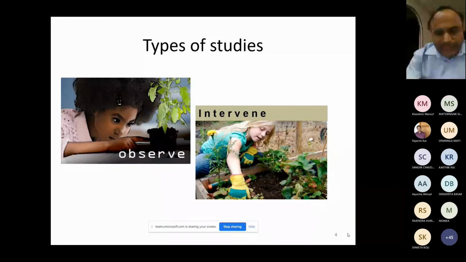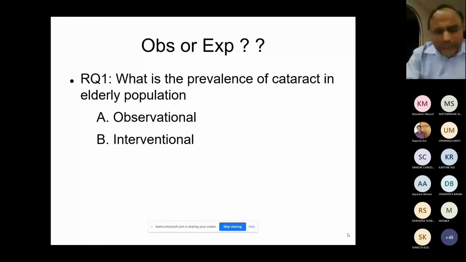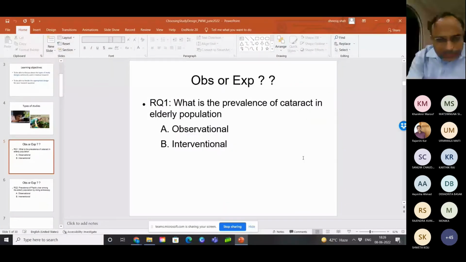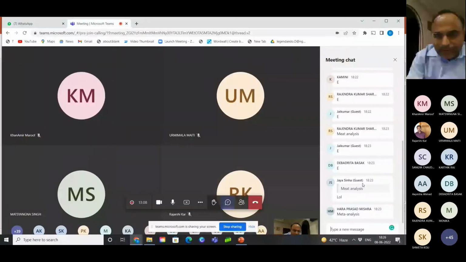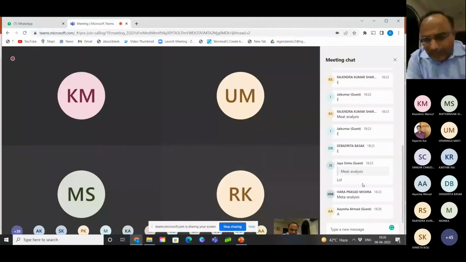With this background, I'll give you one research question. The first research question is, what is the prevalence of cataract in elderly population? And I want answers from you, whether it is observational or interventional, A or B. Unfortunately I have to go back to see the chat box every time. So I'm waiting for the answer. A, observational. Aisha has answered A.